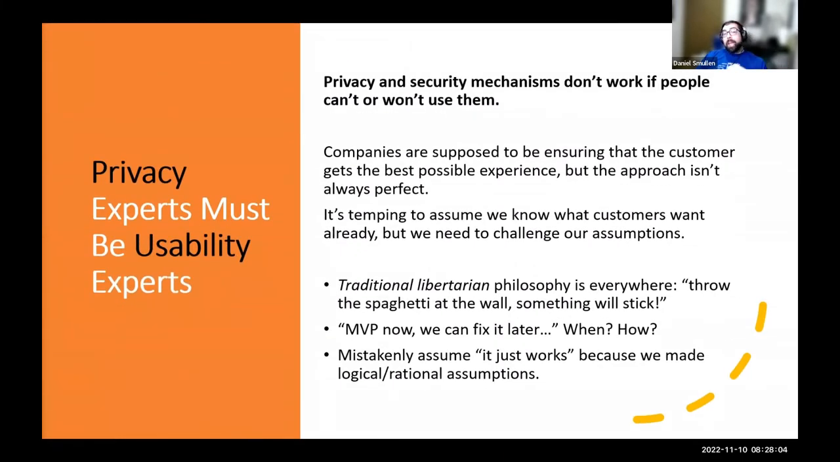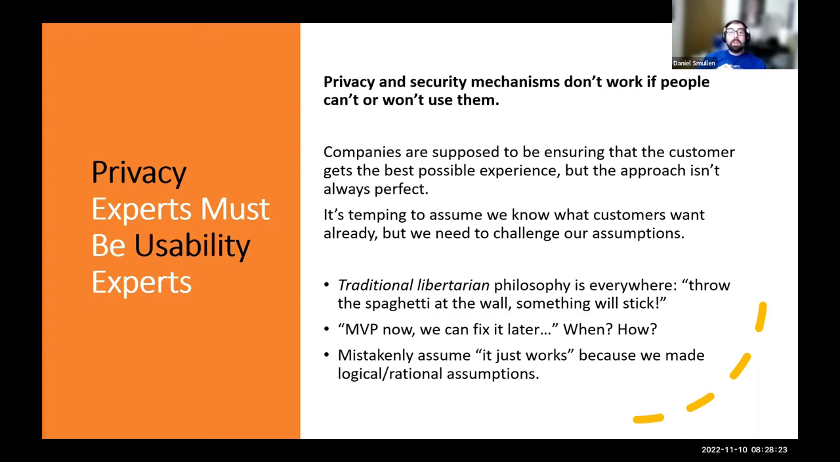But again, and I'm going to get on my soapbox here. This is important for everyone here. It doesn't matter whether you're in the PhD program, master's, undergrad. Privacy experts need to become usability experts. This is a fact. I'm just going to state it out there. And you can agree or disagree, but I'm just going to state this is true.